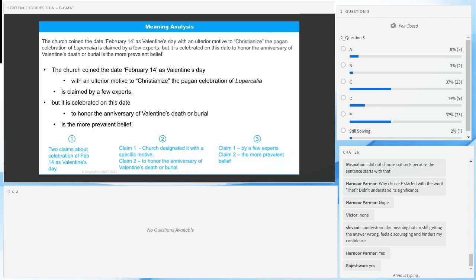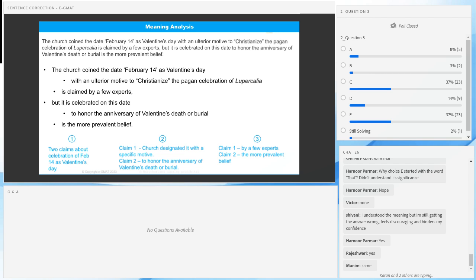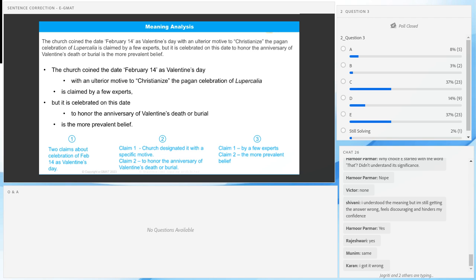Shivani, we'll get to that. Don't worry. That's something which is important, and thank you for sharing. You understood the meaning, but you're still getting the answers wrong. Again, this is a very difficult question. It is a very difficult question if you're getting all the aspects of the meaning, and that's something I want all the e-GMAT students to understand.